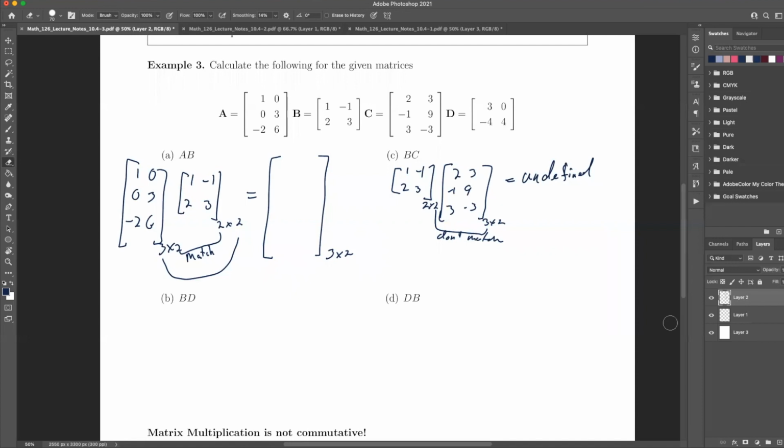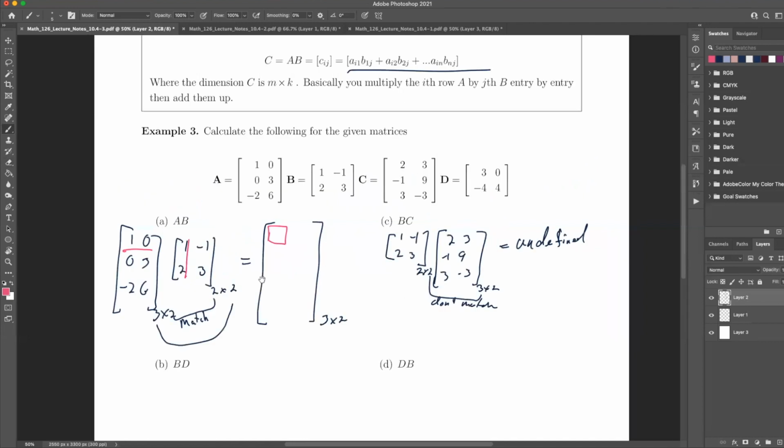I only got 6 minutes, so let me see if I can do this in a way that will make the most sense. Let me go ahead and grab this in red. So what I'm going to do is take this row and multiply by this column.